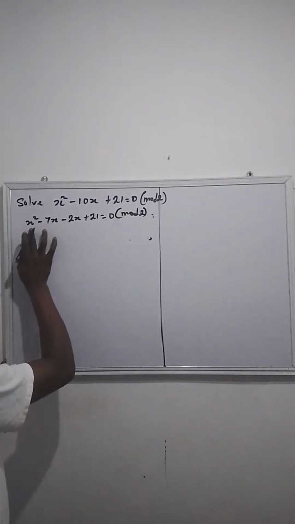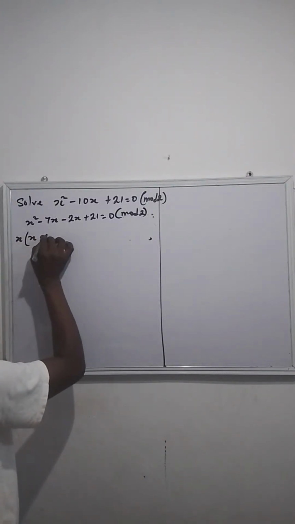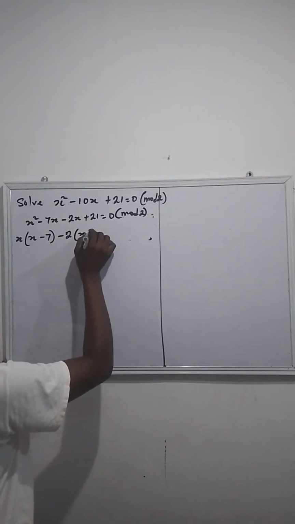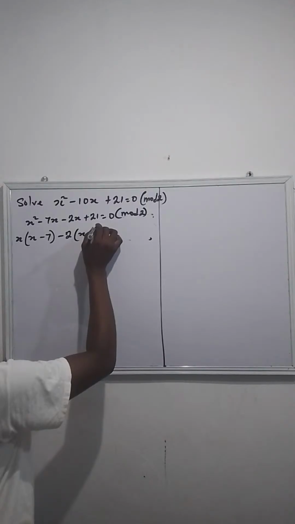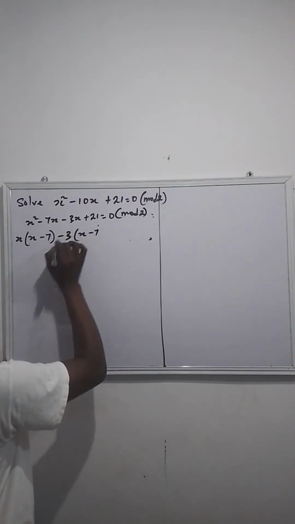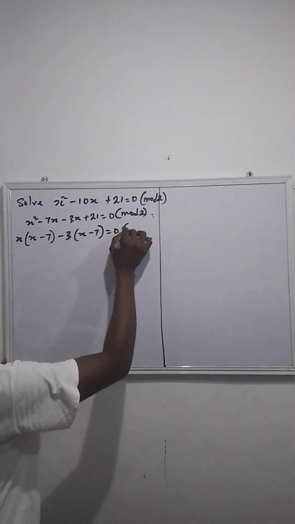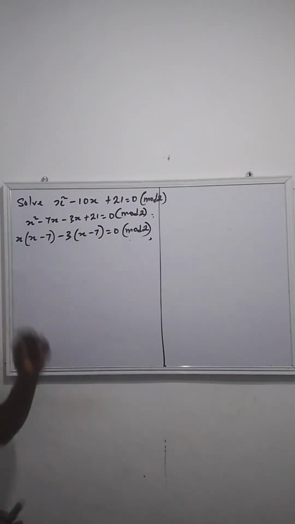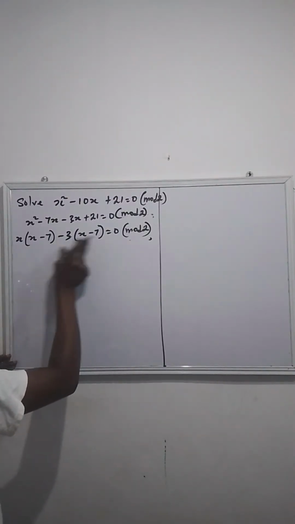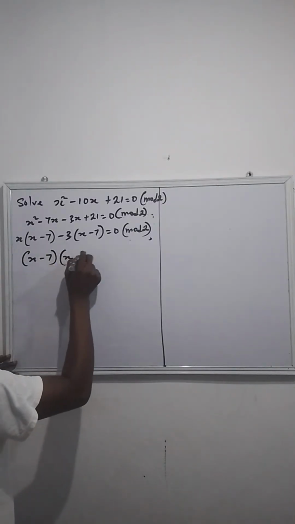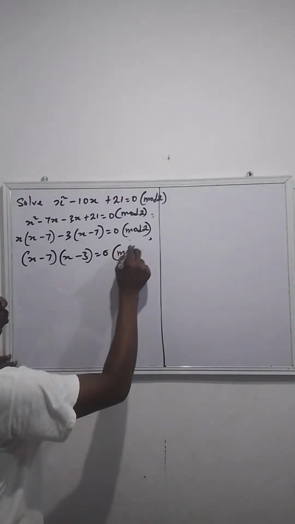What's the GCD of the first two terms? We have x, so x times x minus 7. Find the GCD of the last two terms: that's negative 3, so negative 3 times x minus 7. Sorry, pardon, that's 3, not 2. Equals 0 mod 2. You have to cross check to be sure that when you open the bracket, you get this back. Now what is the factor here? Let's factor out x minus 7. When you factor that out, you are left with x minus 3 equals 0 mod 2.